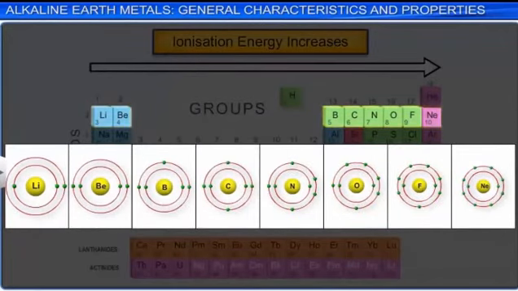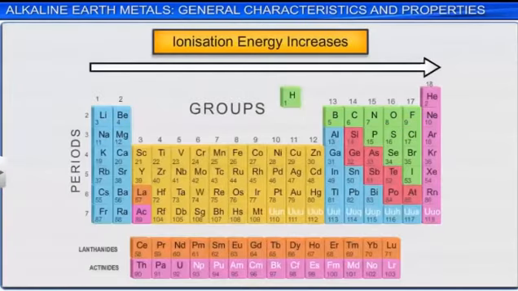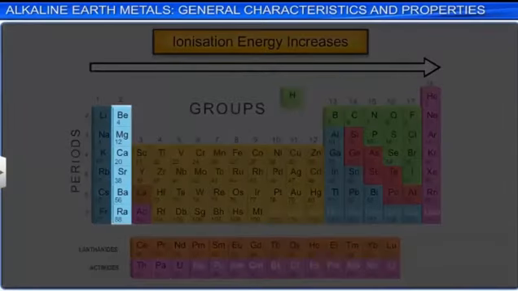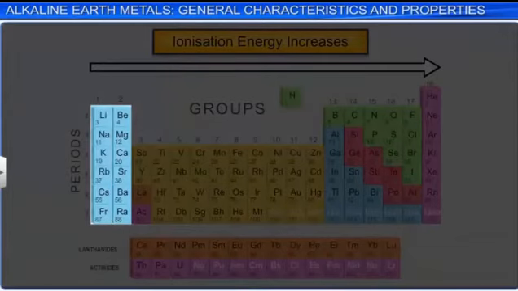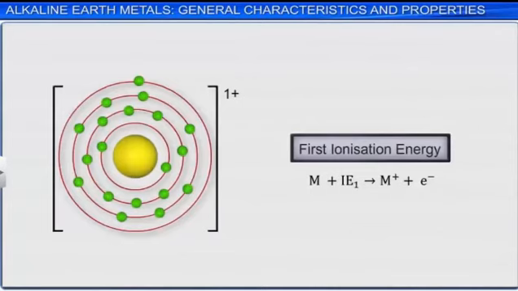The second ionization energy is the energy required to remove the second electron once the first electron has been removed, as indicated in the equation here. Generally, second ionization energies are higher than first ionization energies.